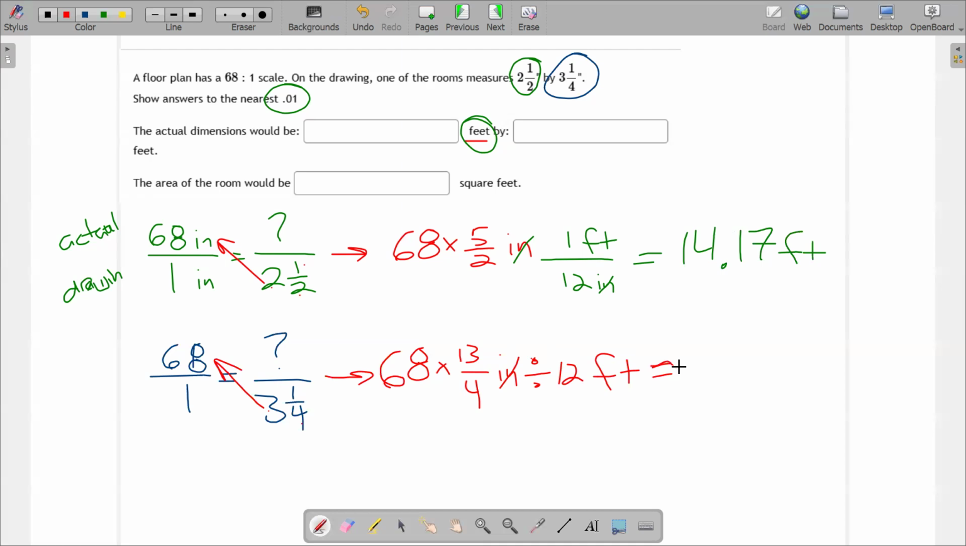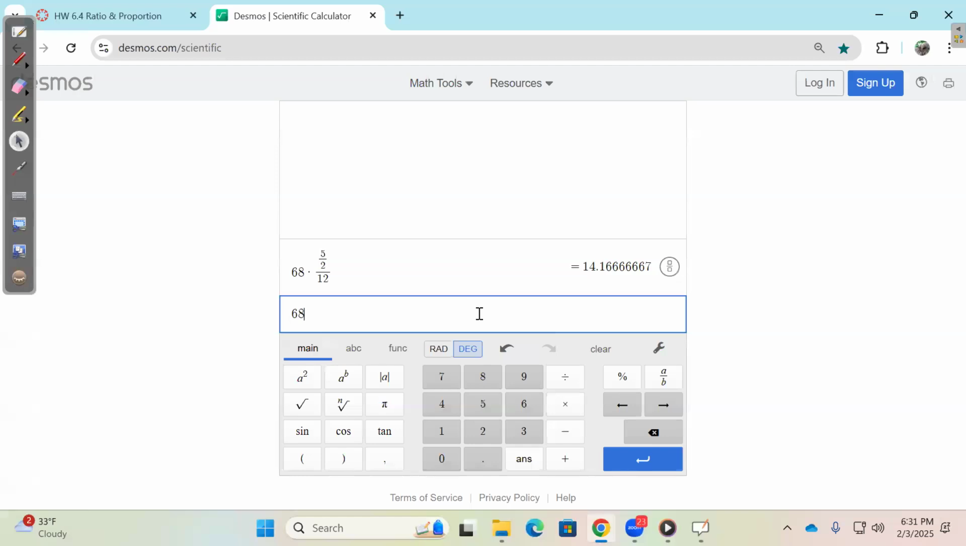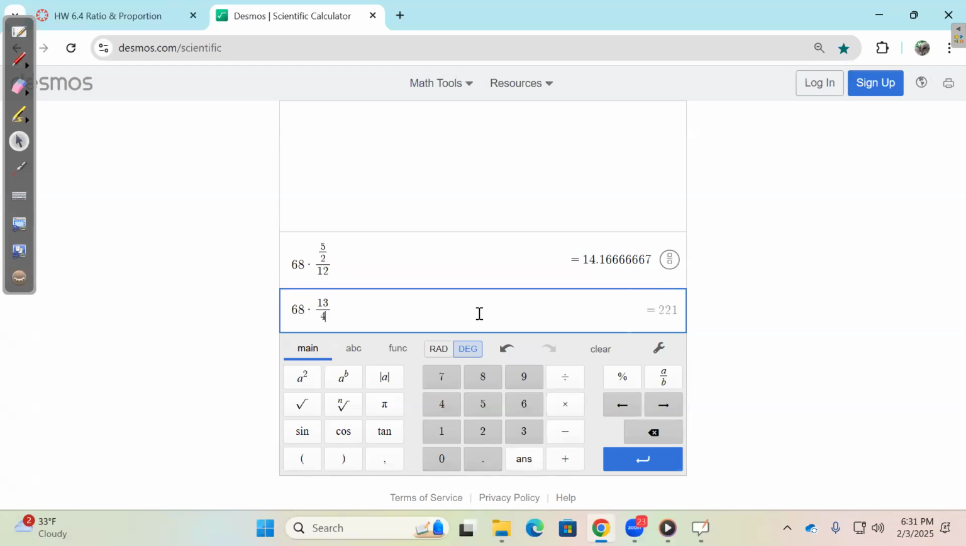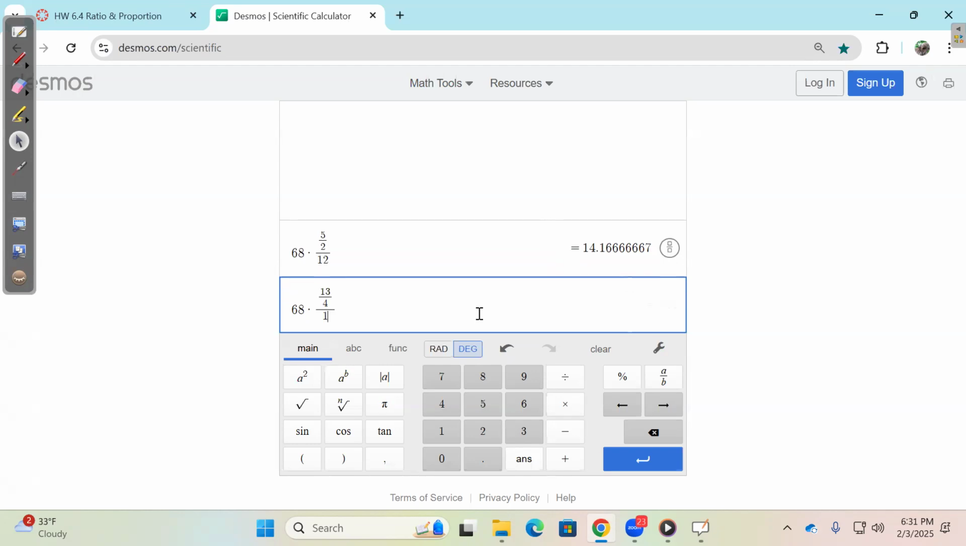And we're going to round that. Round it up there. We equals 68 times 13/4, and then that's 221 inches divided by 12 inches in a foot to turn that to feet. So 18.42.